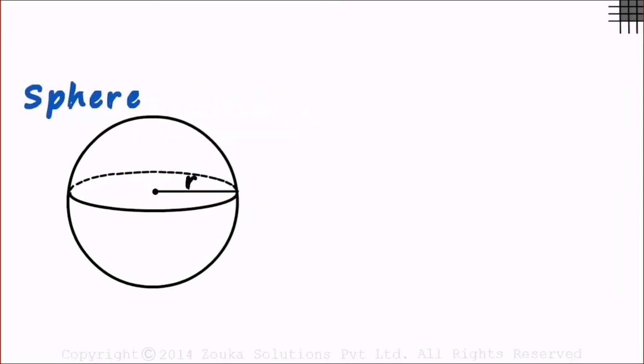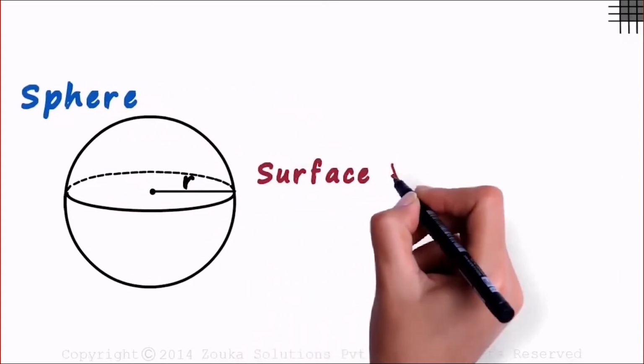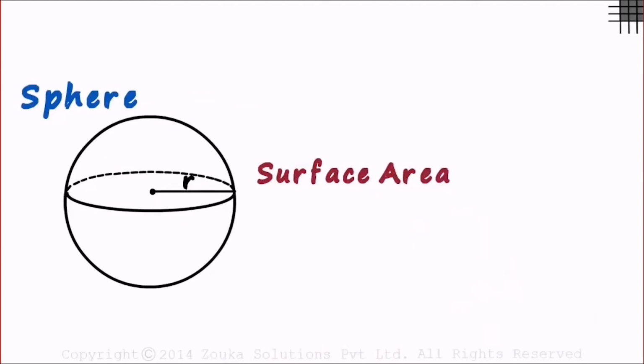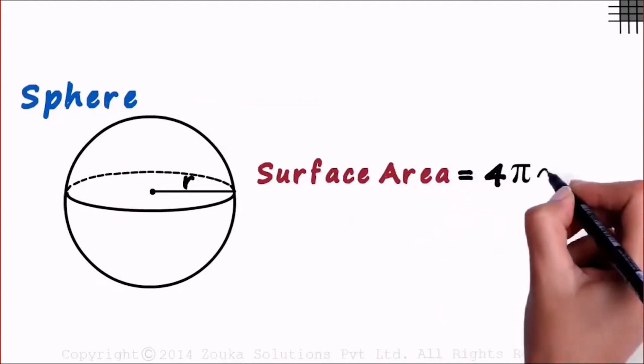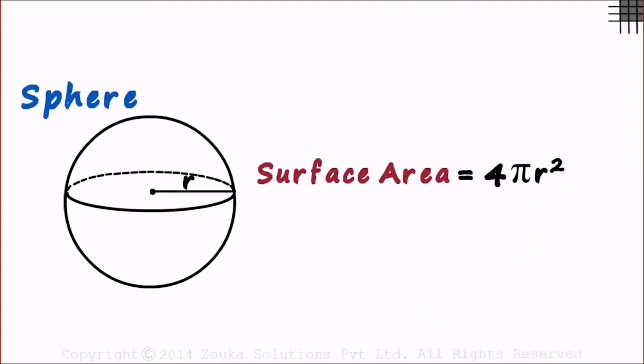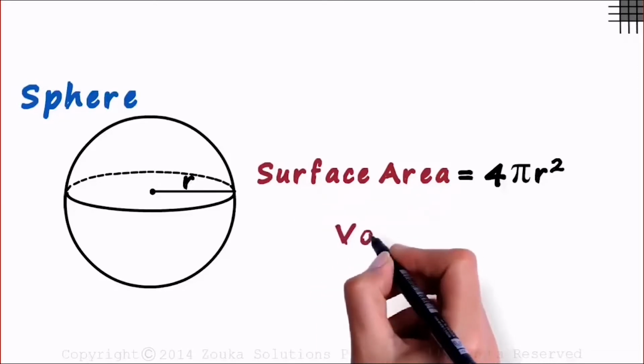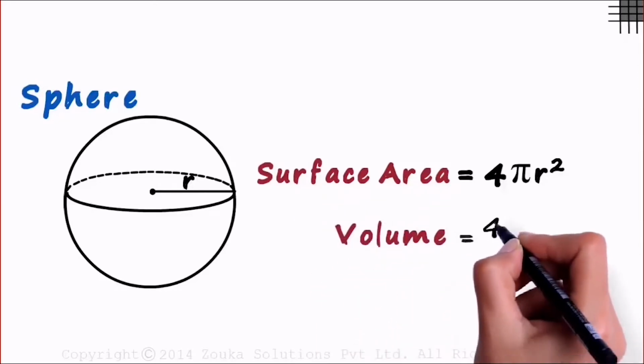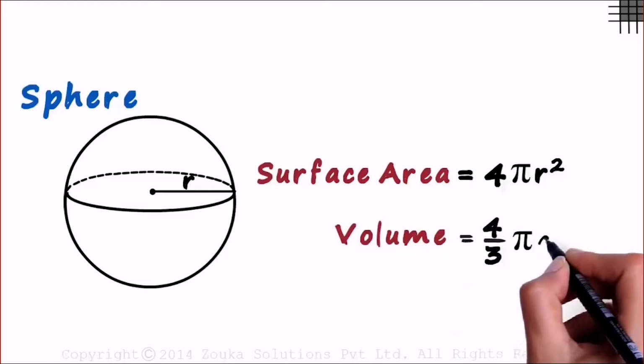How do we define the surface area of the sphere? The surface area of the sphere equals 4 pi r squared. A sphere has just one type of surface area. Its total surface area is its curved surface area, as it does not have any flat surfaces. And the volume of the sphere is given as 4 by 3 pi r cubed.